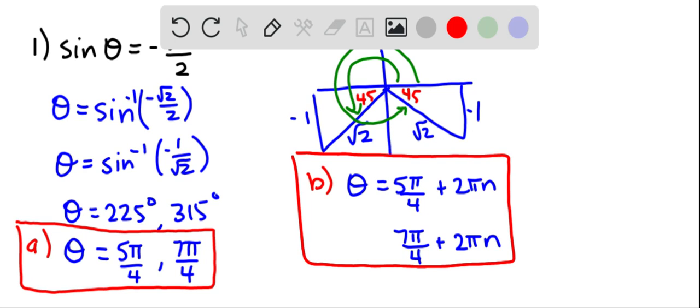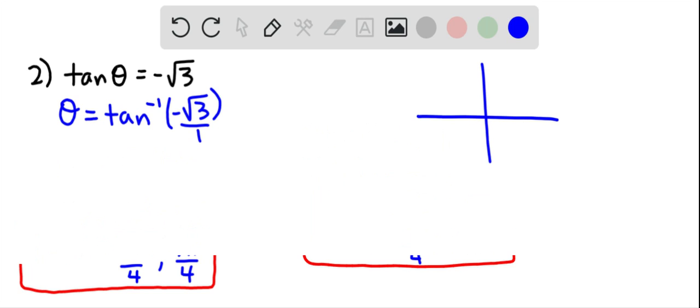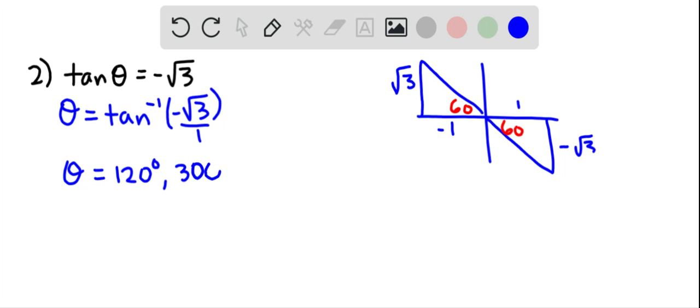Okay, so now for tangent theta equals negative square root 3, let's take the inverse tangent of both sides. So theta is inverse tangent of negative square root 3. And we can think of that as a fraction, negative square root 3 over 1. So where is tangent negative? Tangent is negative in quadrant 2 and quadrant 4. So we would have square root 3 on the opposite and 1 on the adjacent. So here's a 30, 60, 90, and the reference angle is 60. So in degrees, our answers would be 120 degrees and 300 degrees. But in radians, our answers are 2 pi over 3 and 5 pi over 3.